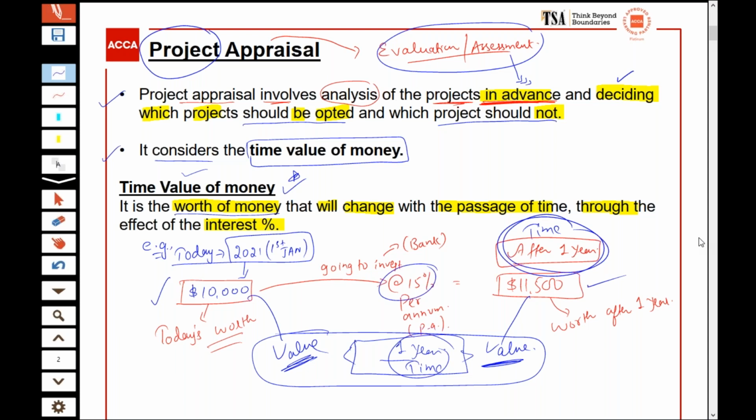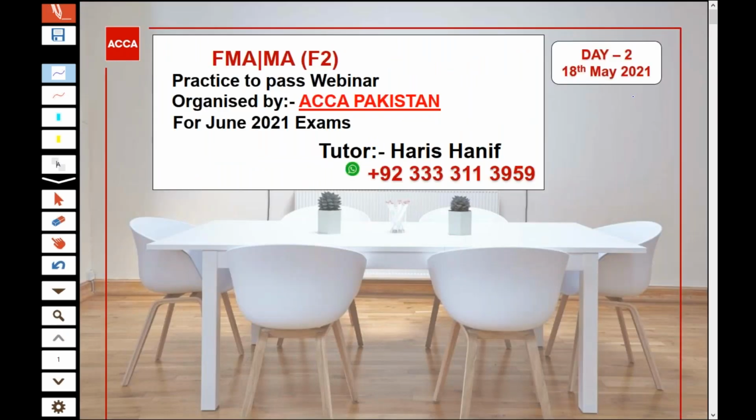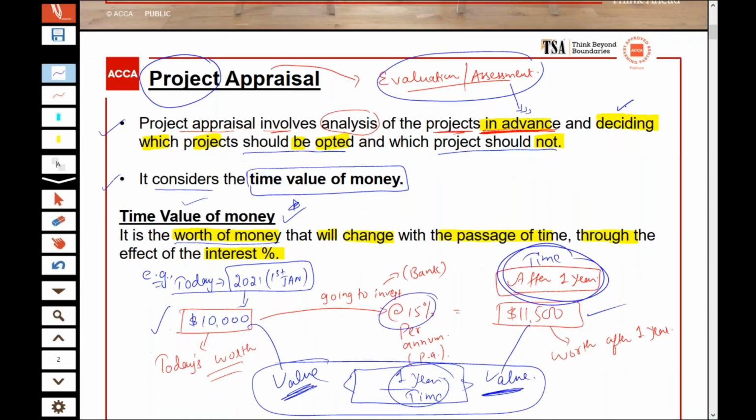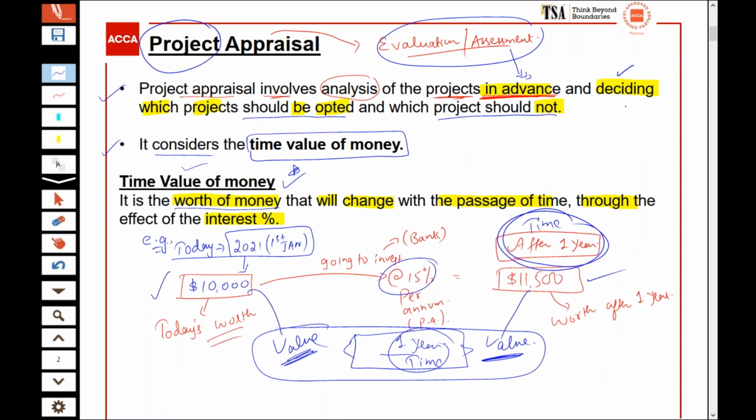I'm not going to address the answer which is already being addressed. Mr. Azhar, you were not present in yesterday's class, so it has been communicated to you that the recordings are available on vimeo.com/ACCA Pakistan. Walaikum Salam, Yusuf. Yes, this is the first slide, and today's agenda is about the project appraisal.